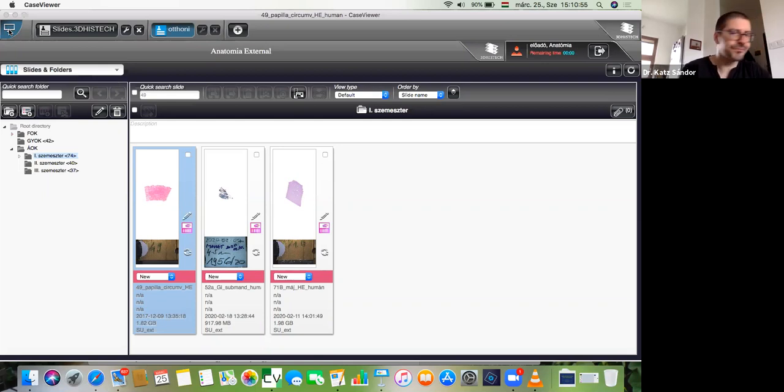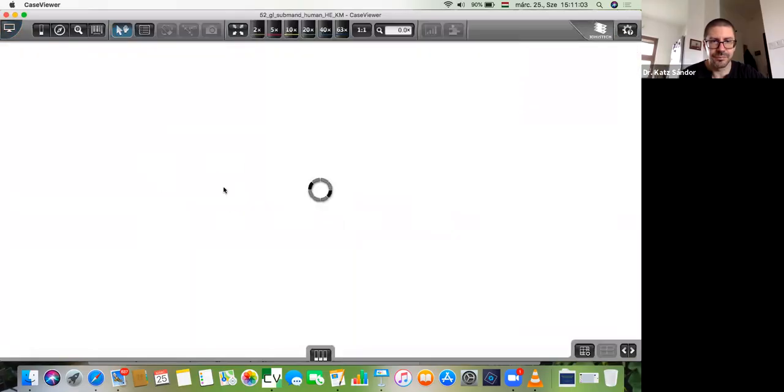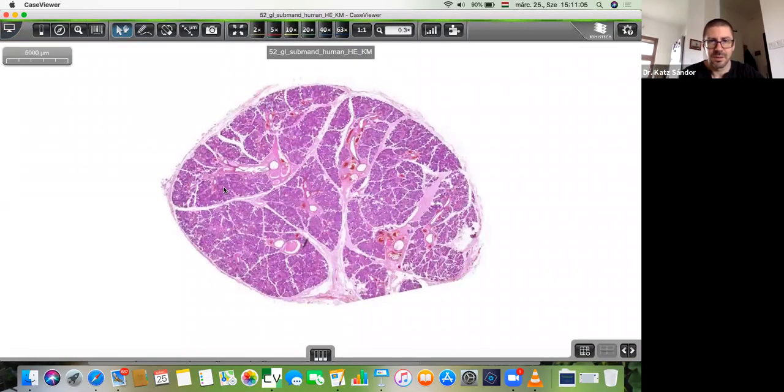Submandibular gland. Our next, the submandibular gland.